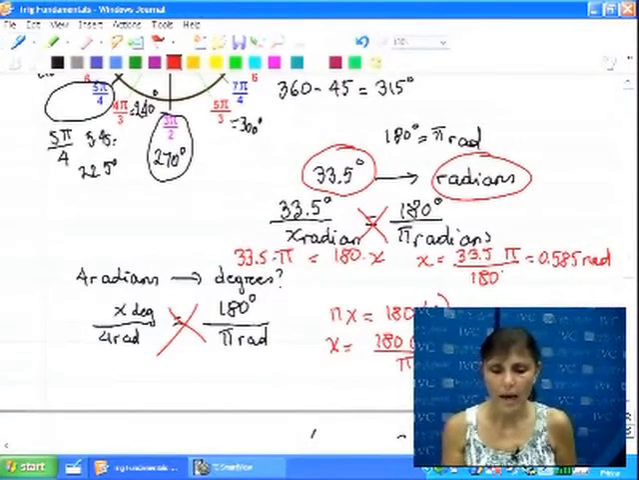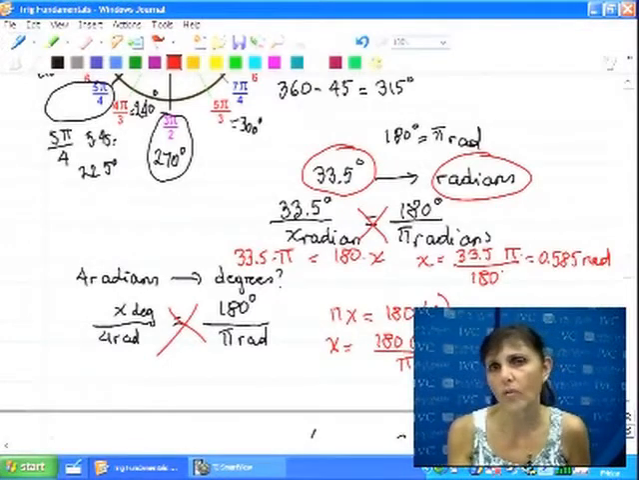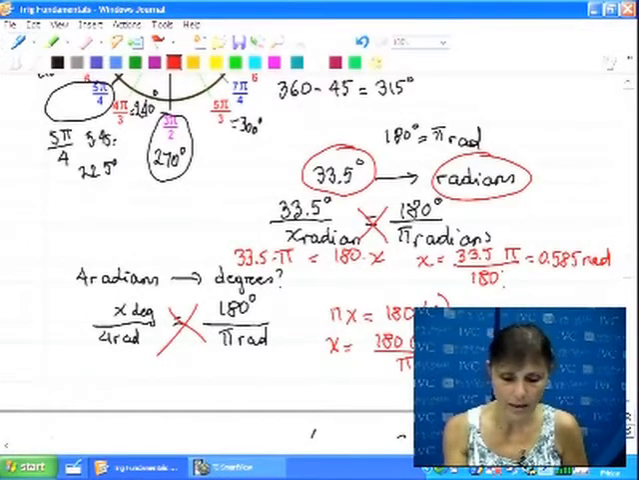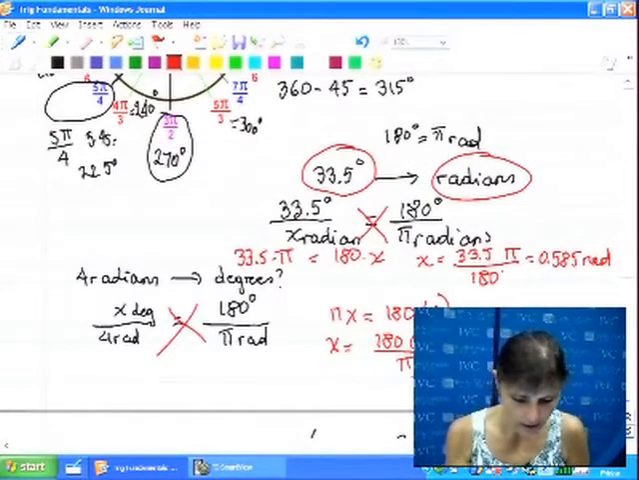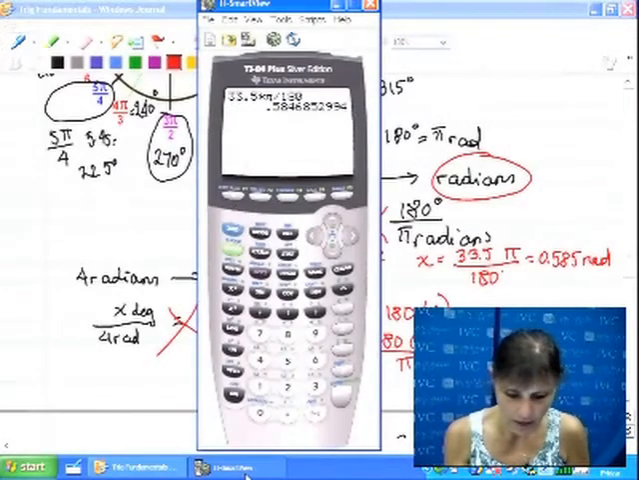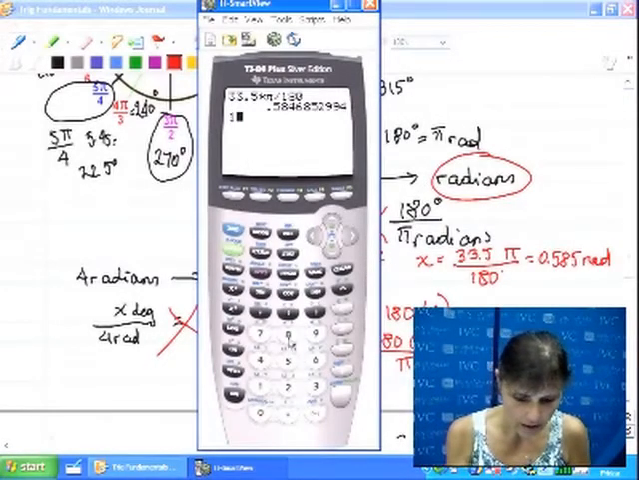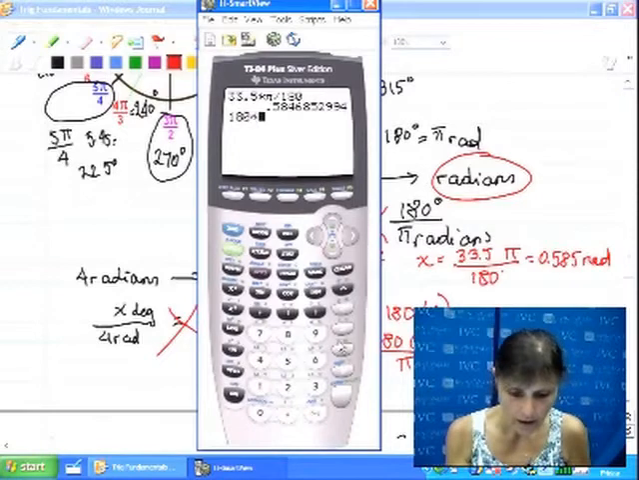Okay? So what did I end up doing? Instead of multiplying by pi and dividing by 180, I just multiply by the radian and then divide by pi. So 180 times 4 divided by pi. So let's get that, and let's see how much is that. 180 times 4.